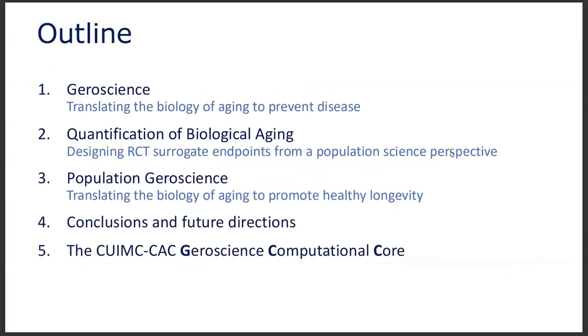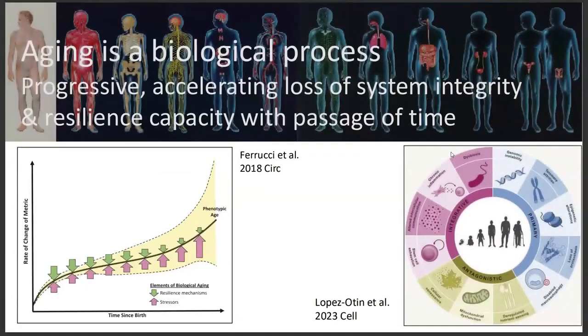This is the substance of the talk. I'm going to explain to you what this geroscience thing is. I'm going to talk about the work that we've done in that space to develop measurements of this thing we call biological aging. I'll conclude with some examples of how we've deployed these measurements in the context of population science, and then I'll talk about what we're up to next. And if I make it all the way to the end, I will even tell you about a resource that you can access at Columbia if you're interested.